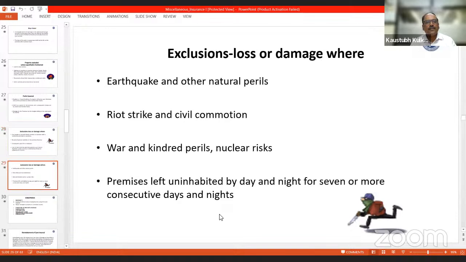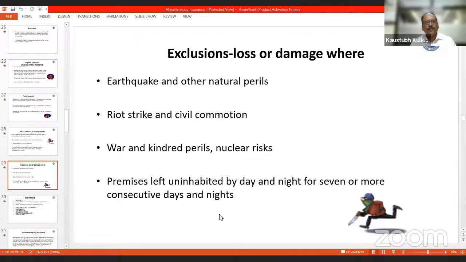Certain exclusions are, yes, apart from fire and explosions, earthquake and other natural perils. In case of any burglary after natural perils, those are excluded. In case of riot, strike and civil commotion, those are excluded. But yes, after taking extra premium, we cover SRCC, that is riot, strike and civil commotion. War and kindred perils, nuclear risk, those are excluded from the scope of the burglary policy.